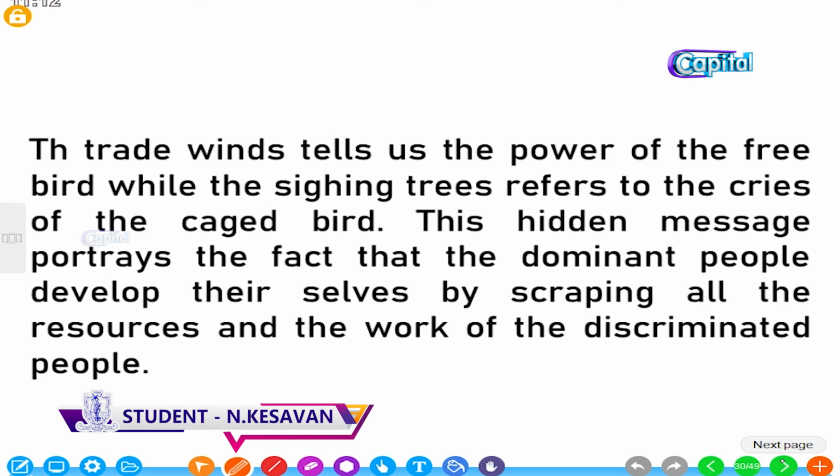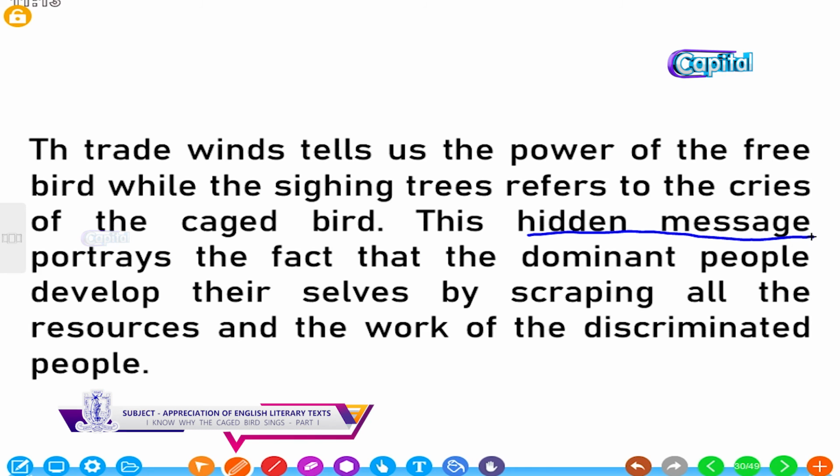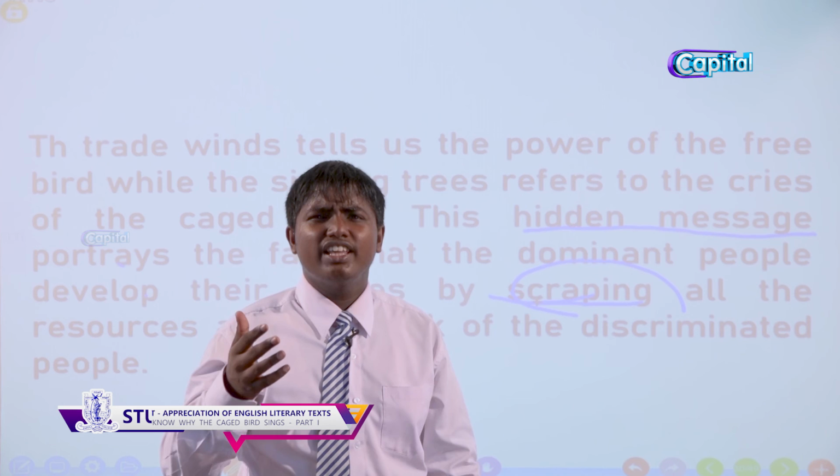The trade winds tell us the power of the free bird, while the sighing trees refers to the cries of the discriminated people. This hidden message portrays the fact that the dominant people develop themselves by scraping all the resources and the work of the discriminated people, because they are developing themselves.